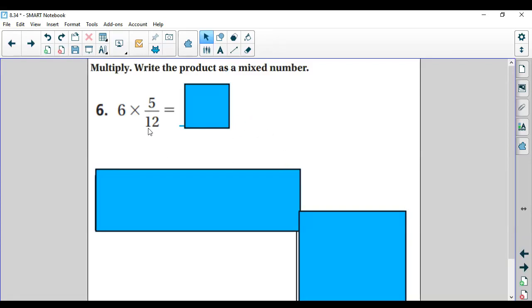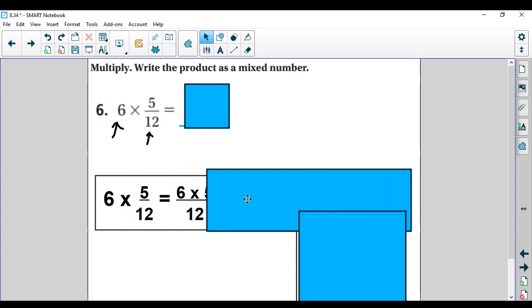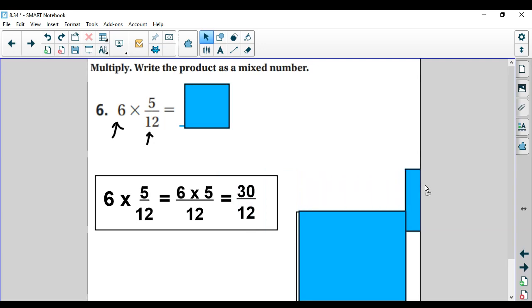So what we're going to do here is multiply this whole number by a fraction. And when you multiply a whole number by a fraction, you multiply the whole number by the numerator and you keep the denominator. So in this case, 6 times 5/12 would be 6 times 5 over 12. 6 times 5 equals 30, so the answer is 30/12.